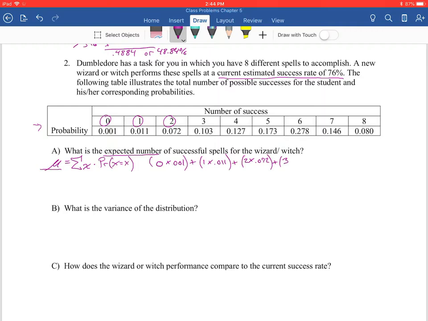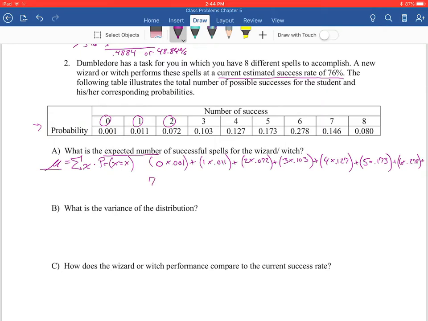So 3 times the probability of casting 3 spells, which is 0.103, plus 4 times 0.127, plus 5 times 0.173, plus 6 times 0.278. I'm going to move this down.